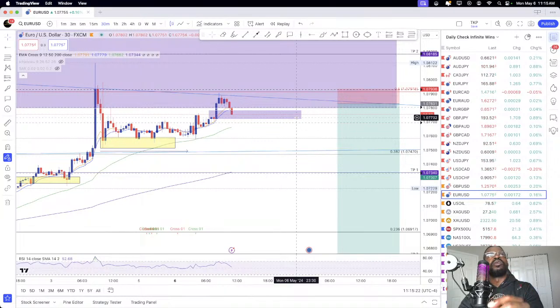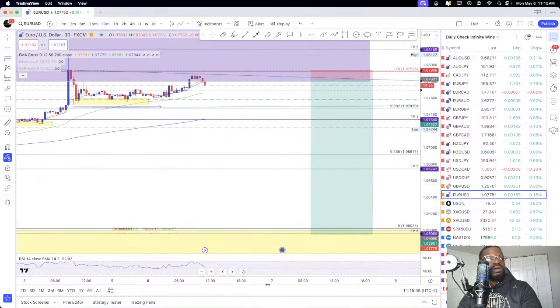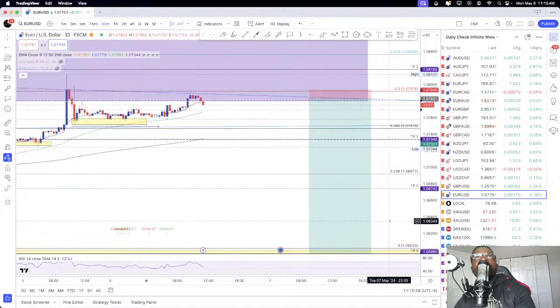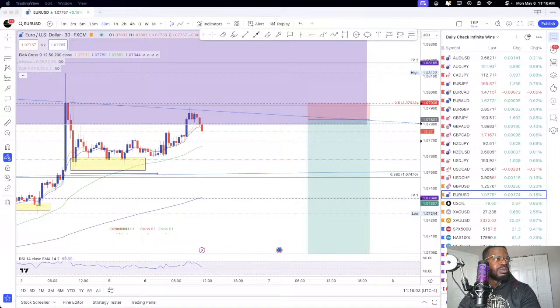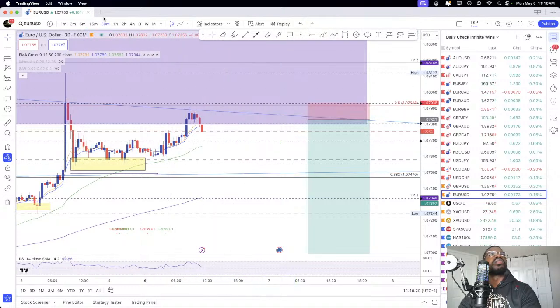All right, so right now we're about to set a limit order on Euro USD. $30. 30 minutes. It could break the lows right there and just take off. That's fine. Could break the lows right there and just take off.